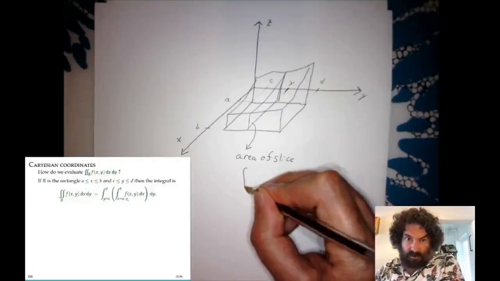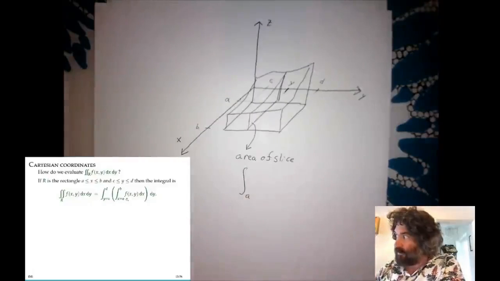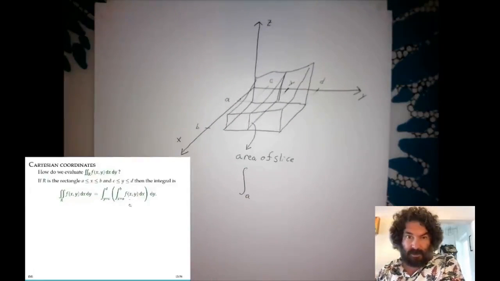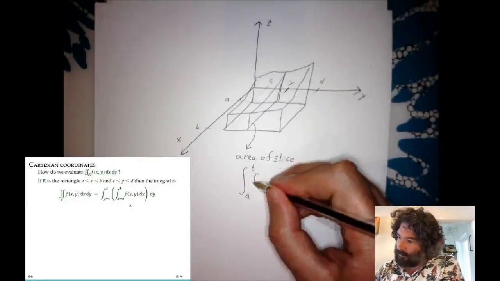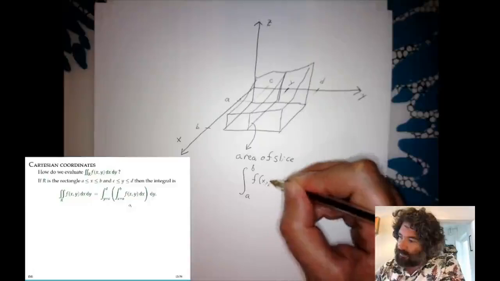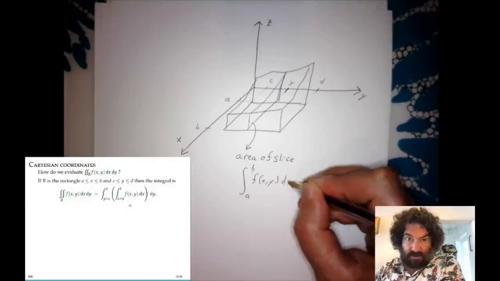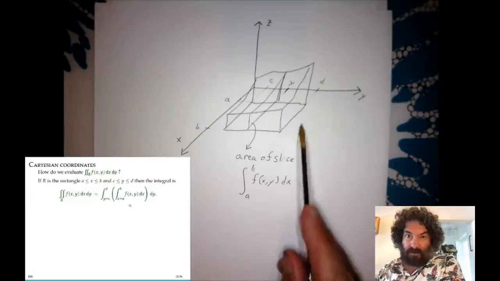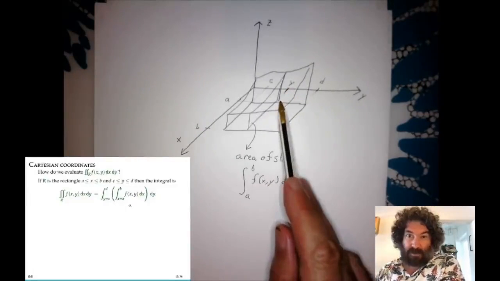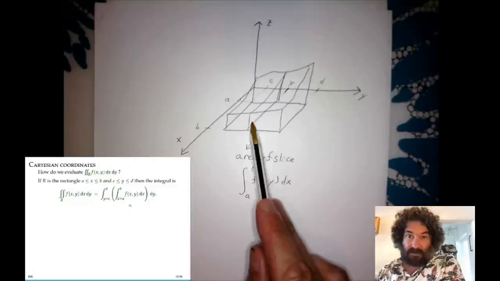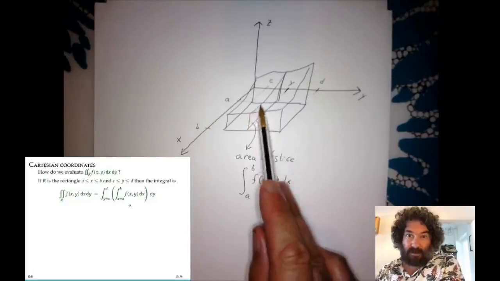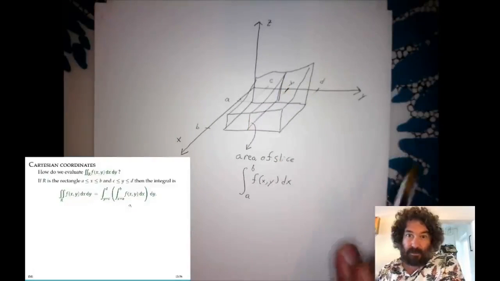And the integral, as shown here on the slide, from a to b of f(x, y) dx. The x is what we get when we fix a given y, and then we integrate x from a to b. We get the area of this slice.